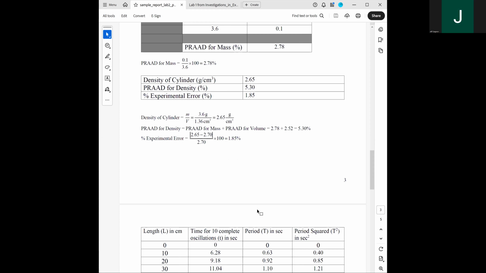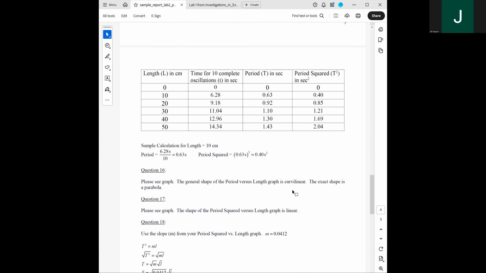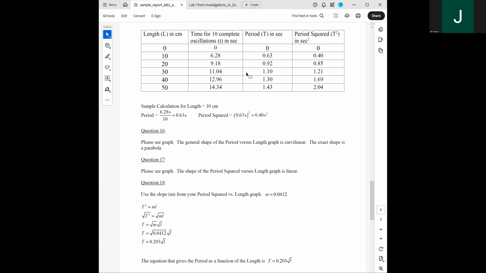Okay, then we go into the pendulum part. So again, make sure you show me the table of data. All of it should be to 2 decimal places. Remember, this data you got from the simulation, and these you can just calculate. I did a sample calculation here for period and period squared. Maybe you could do 1 sample calculation. That would be fine for the first row.